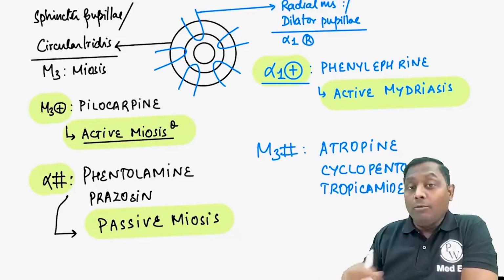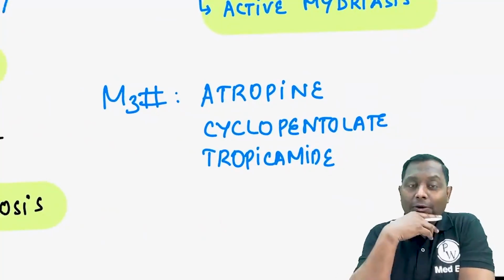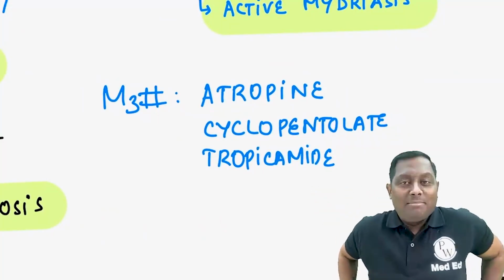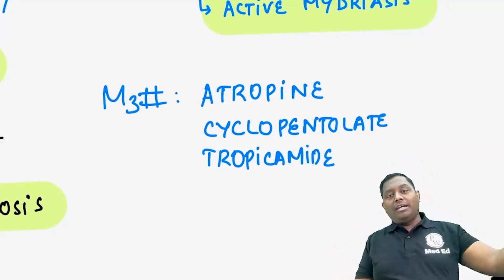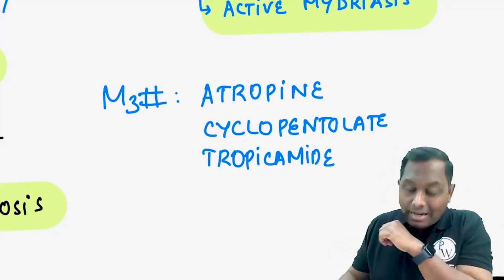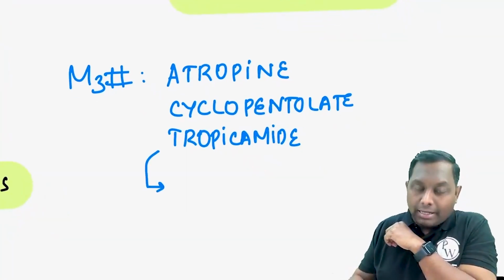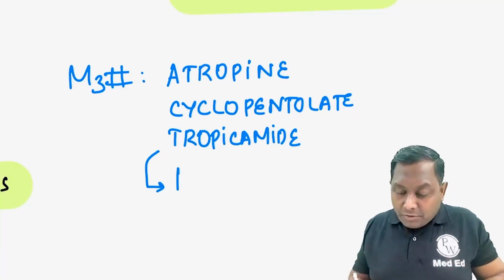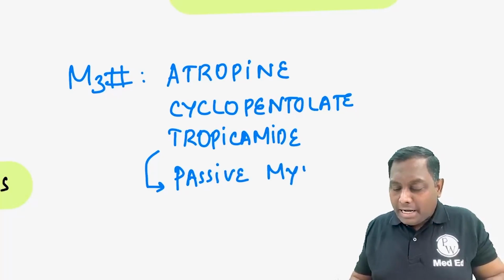You are actually removing parasympathetic tone. You are not directly doing anything on the sympathetic, you are simply cutting down the parasympathetic. Children, tell me, when the parasympathetic tone is cut, the sympathetic tone is going to be automatically high, and that explains why with a drug like atropine, cyclopentolate, tropicamide, there is going to be a passive kind of mydriasis. The mydriasis that comes here, we call it passive mydriasis.